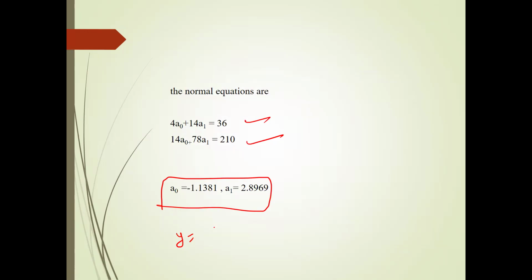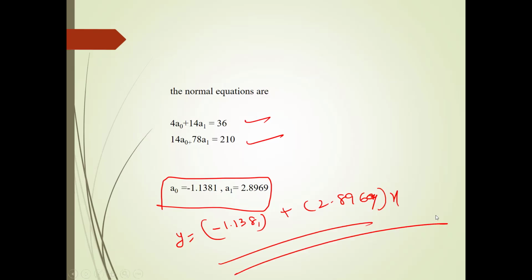So substitute in the calculator, these are the values you will get. So your curve is y is equal to minus 1.1381 plus 2.8969x. This is our straight line. So this is the procedure to find the straight line. Very, very easy. So learn the method and learn the problem also.